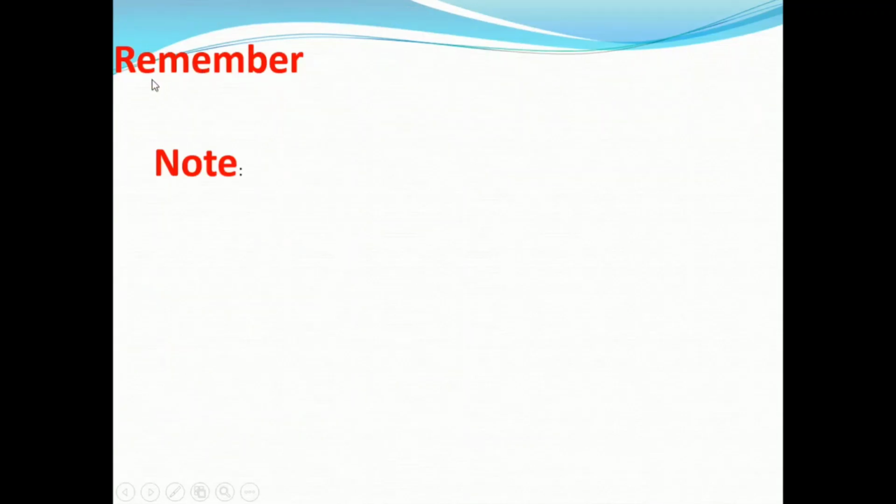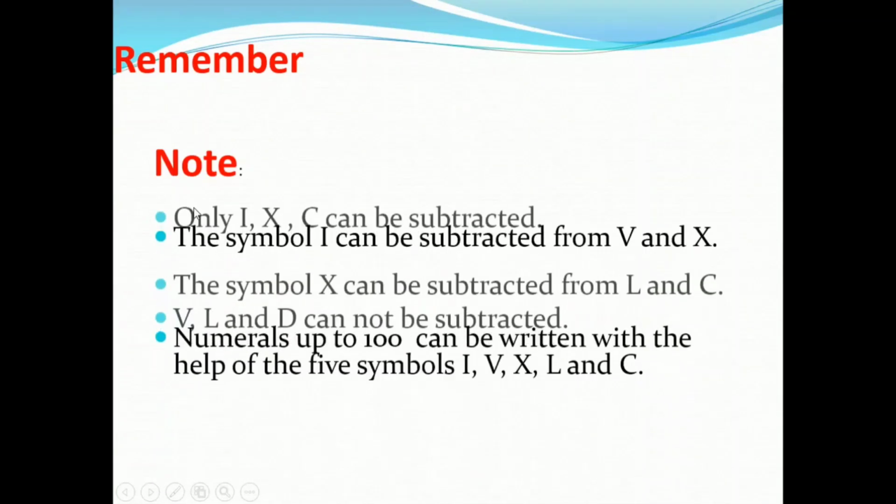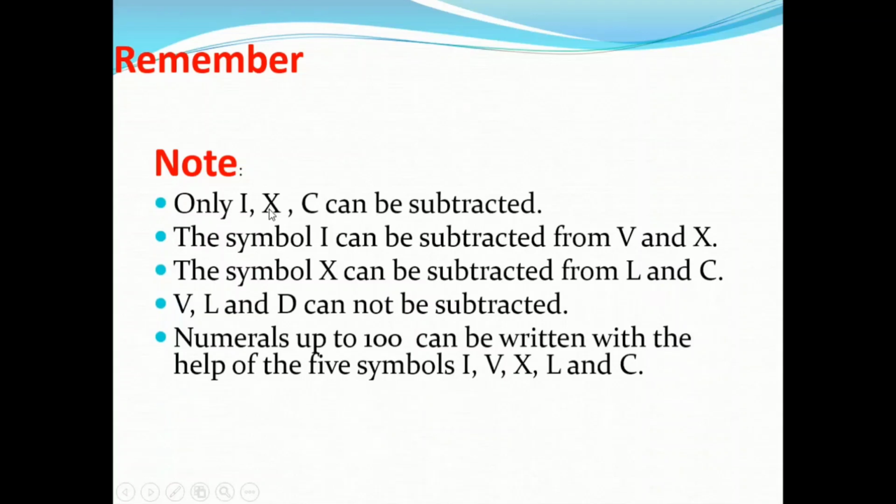Next, note, there are a few points to remember. Only I, X, C can be subtracted. Which letters can be subtracted? I, X and C. The symbol I can be subtracted from V and X. The symbol X can be subtracted from L and C. V, L and D cannot be subtracted. We cannot subtract 5, 50 and 500.